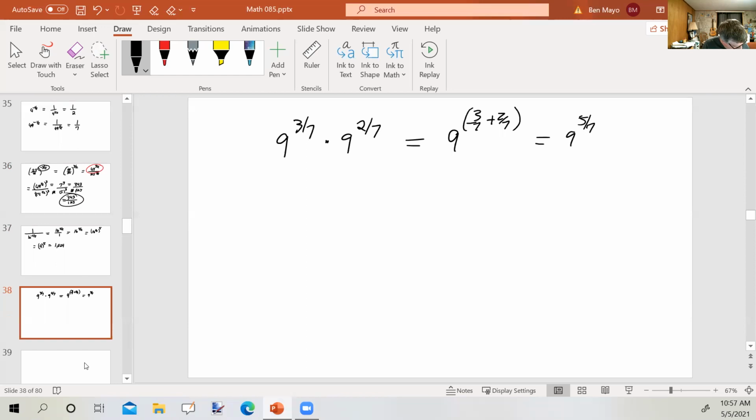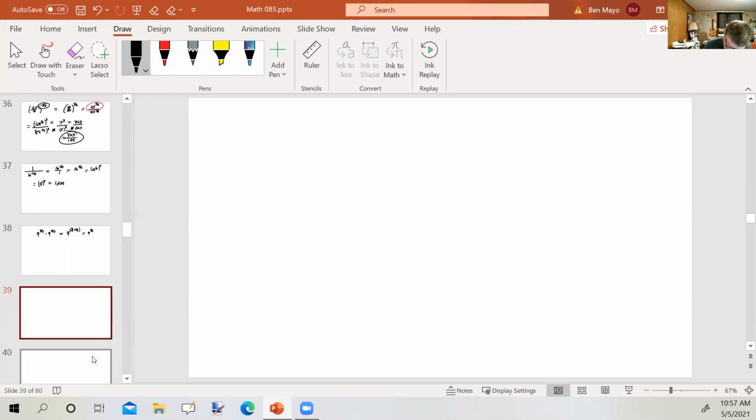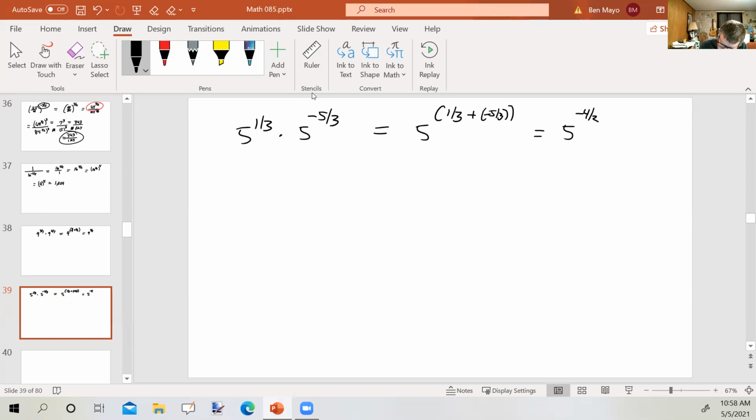Okay, let's see here. 5 to the 1/3 power times 5 to the negative 5/3 power. We're multiplying two powers with the same base. So we're going to add the exponents and attach them to the common base. So this is 1/3 plus negative 5/3, which is 5 to the negative 4/3, which is 1 over 5 to the positive 4/3.